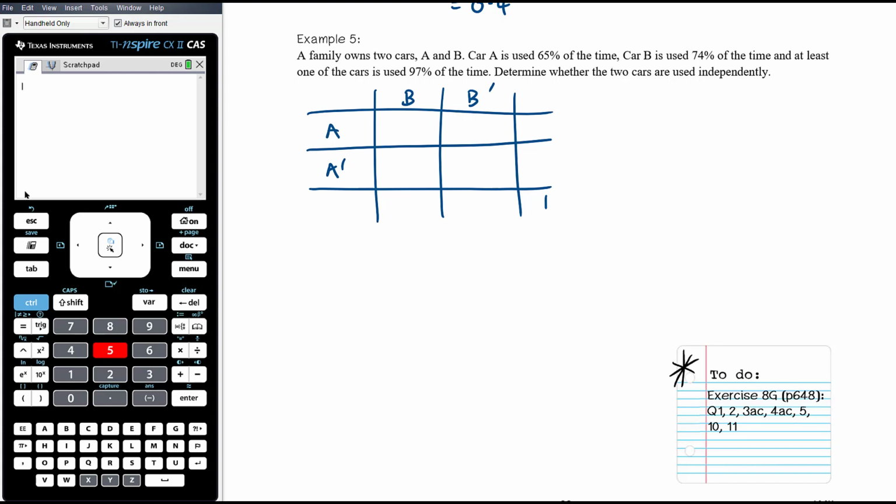Car A is used 65% of the time, so 0.65, so it means 35% of the time it's not being used. Car B is used 74% of the time, which means 26% of the time it's not being used. 97% of the time at least one of the cars is being used, so that's about the union, which means that 3% of the time neither of the cars are being used. Again, we can fill out the rest of the table from that information, so that's 0.23 there, that's 0.32 there, and then that must be 0.42. Yep, that all adds up in both directions.